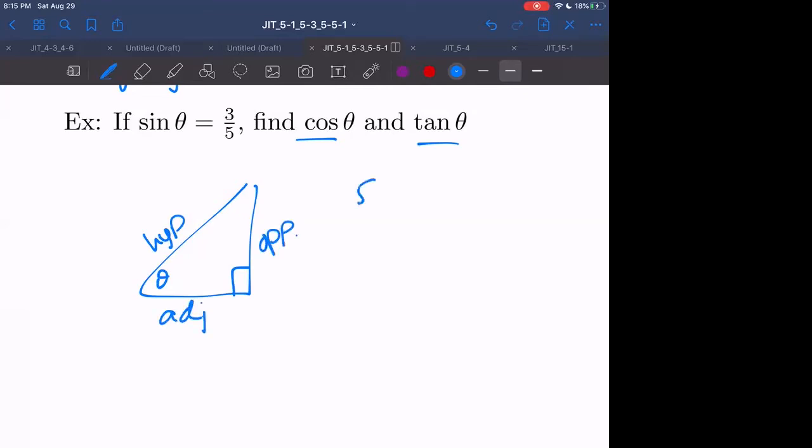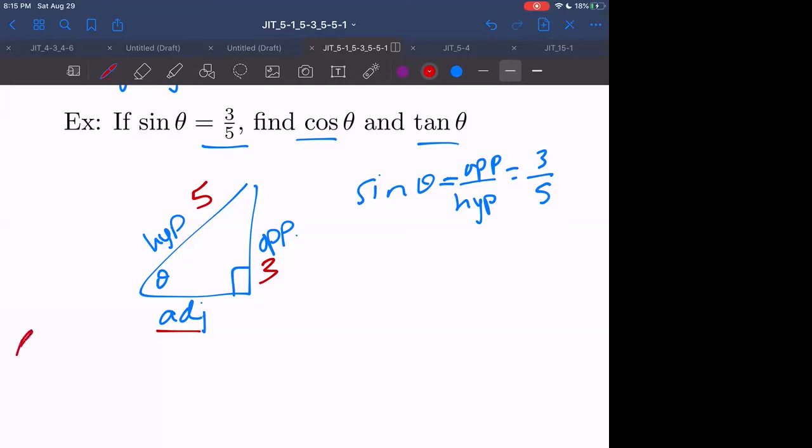Okay, so we know that sine of theta is equal to opposite over hypotenuse. And since we're told that it's equal to 3/5, we know that our opposite is going to be of length 3, our hypotenuse is going to be of length 5. So we're just left with trying to find this adjacent side. So we can use the Pythagorean theorem for that. So we know we've got the adjacent side squared plus 3 squared is equal to 5 squared.